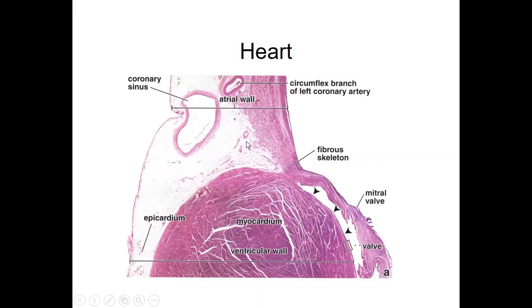You can see here, this is the heart, and how we transect or cut the heart. We have the epicardium layer, and the myocardium, which is the largest layer. Then we have the very thin layer, the endocardium. Later I will show you the endocardium.